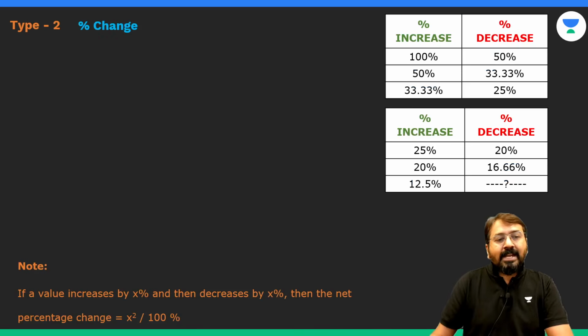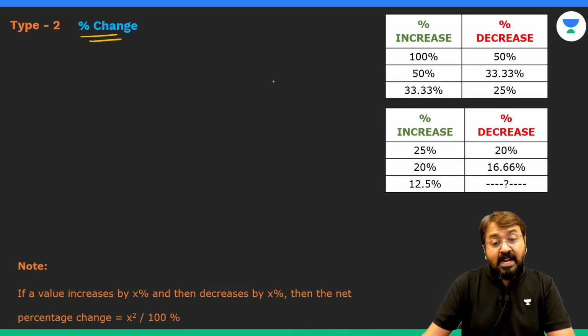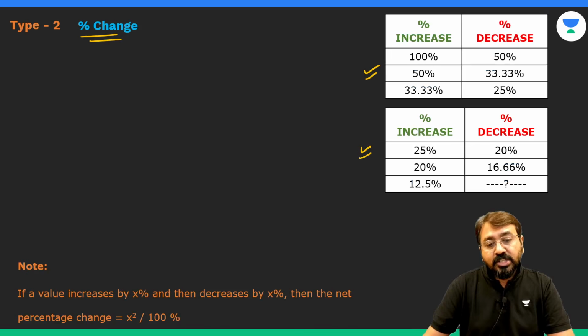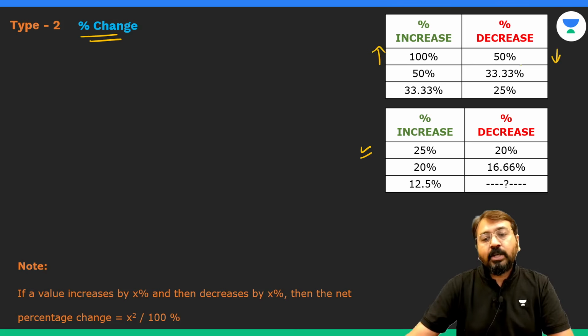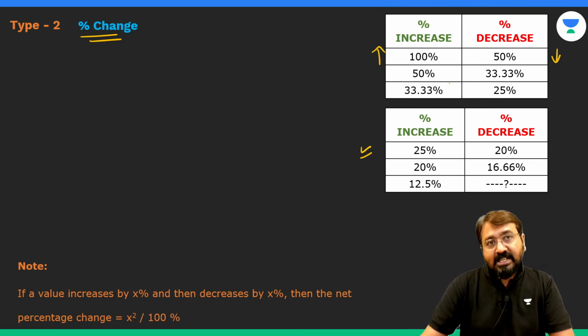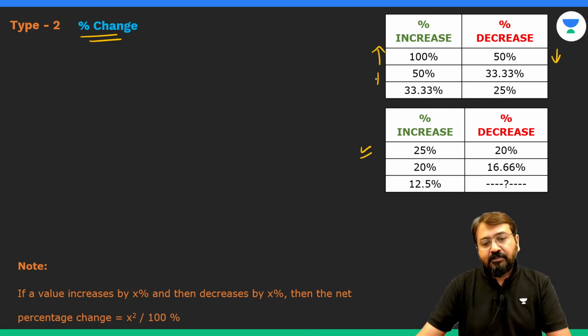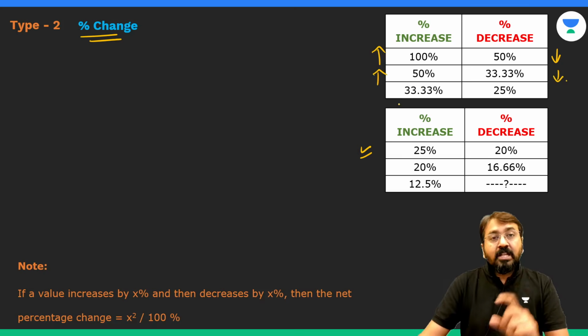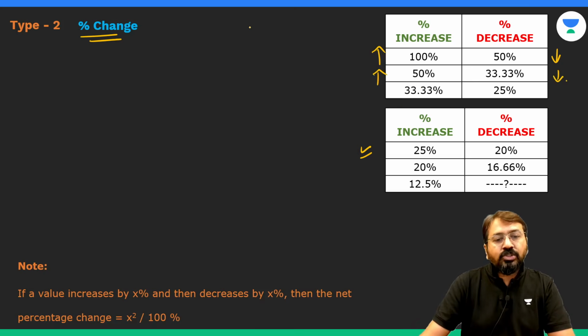Now let's look at the second variety of question, percentage change. For that, I'll suggest all of you to just revise this table once again. I'm sure you remember this increase-decrease percentage pair: if you increase a value by 100% and subsequently decrease by 50%, it will get cancelled off. Similarly, a 50% increase and a 33.33% decrease will get cancelled off, and so on and so forth. The same concept can also be used in such situations.